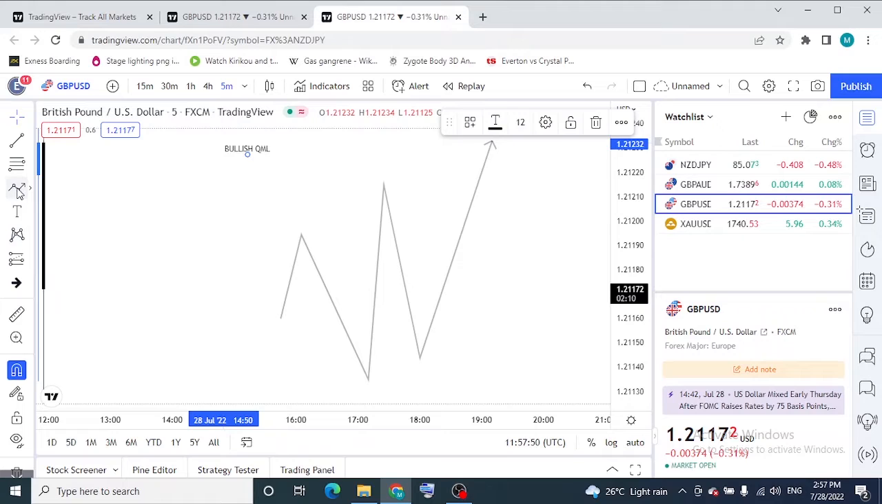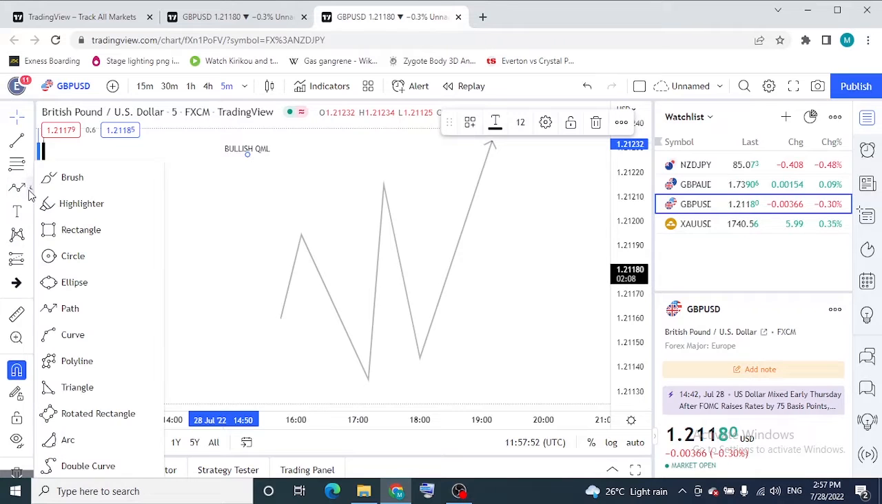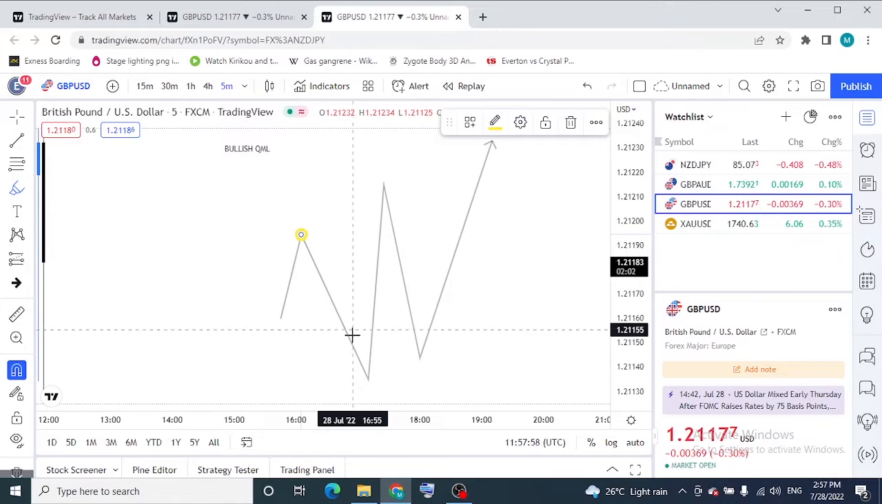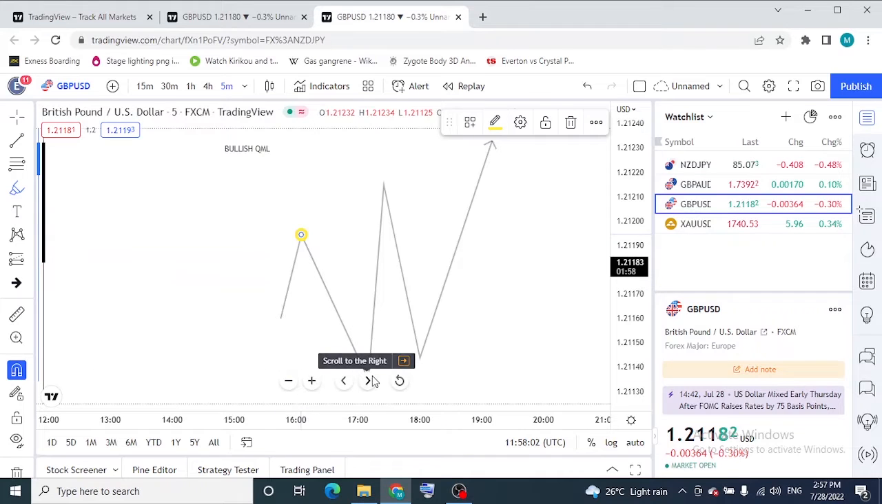So right here, let me get my highlighter, we have a high point in this market. Price pushes all the way down here. So I'm going to highlight.